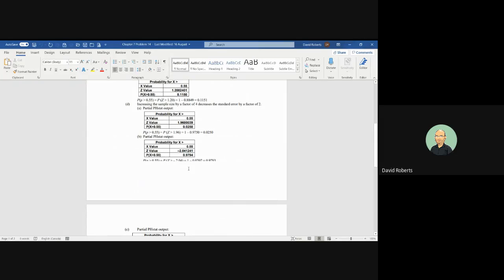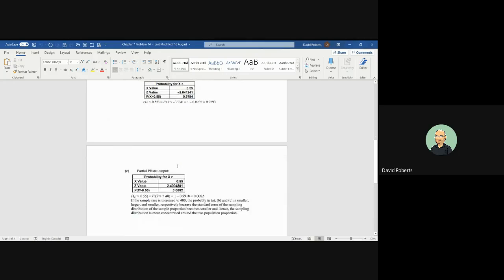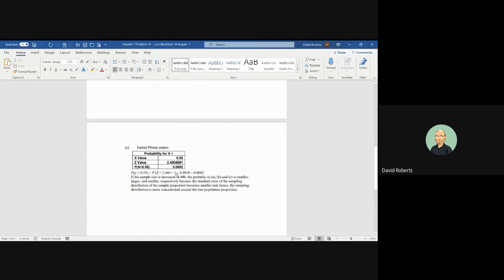In part B, it's a little hard to read. It got cut off a little bit. But you can see that if they're at 60%, they're at 99.73 or 99.74. And in part C, you can see that if they're at 49%, they have less than 1% chance, 0.0082.